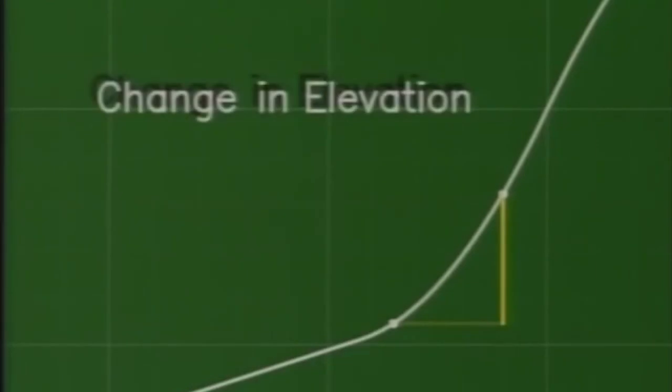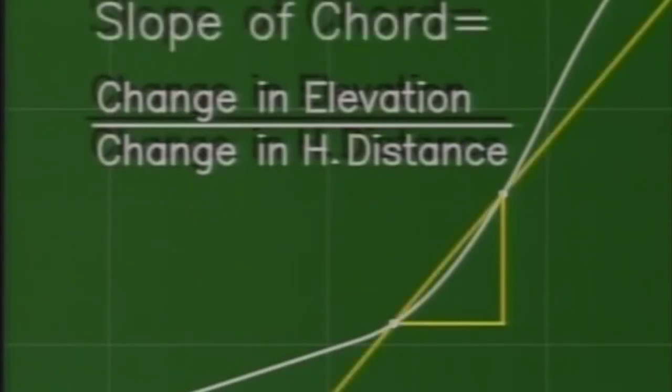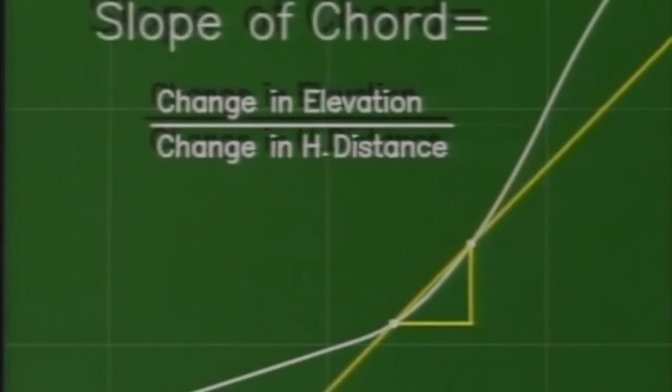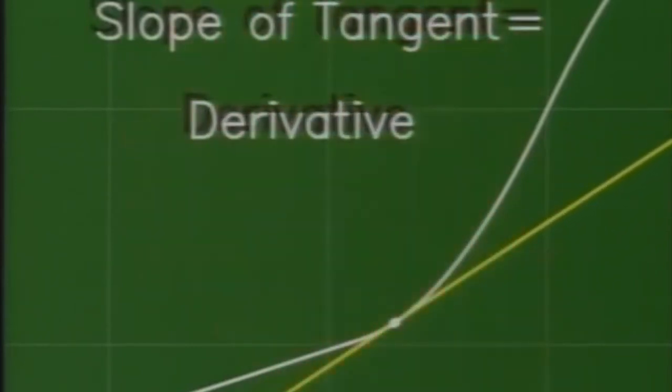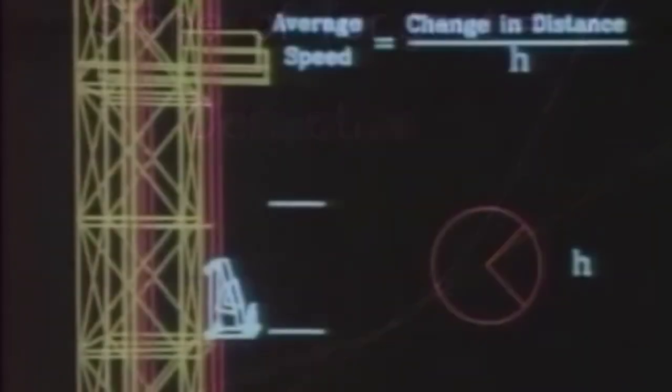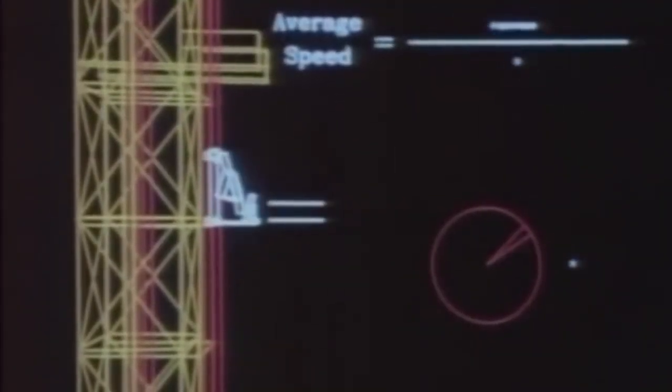Change in elevation is divided by change in horizontal distance. The result is the slope of a chord joining two points. When the horizontal distance shrinks to zero, the limiting value of the slope of the chord is the slope at that point. Differentiation. The goals and calculations differ, but not the essential concept nor the process.